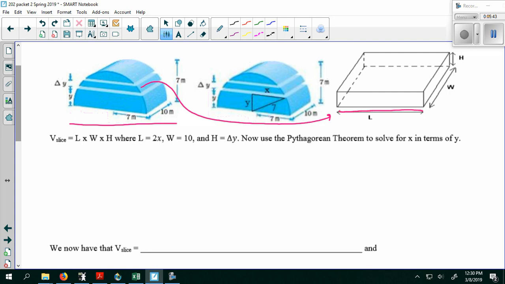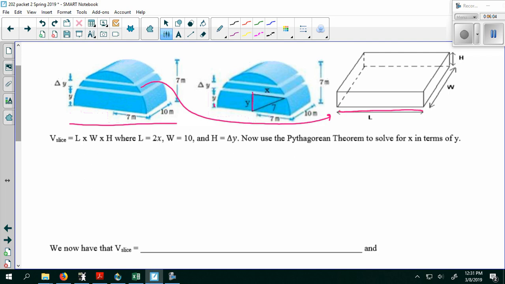And the width is 10 because this goes back 10. And the height is delta y, because this is a height of y and then this is delta y. Okay. So now I'm supposed to use the Pythagorean theorem to solve for x in terms of y.